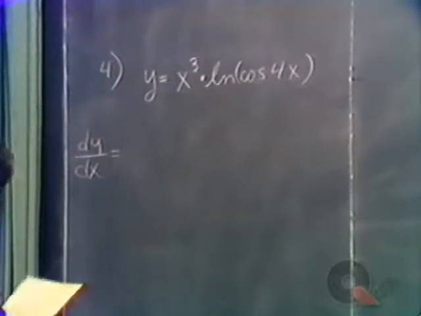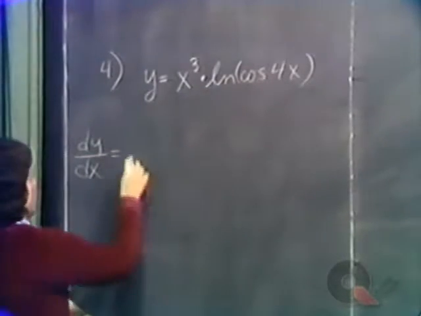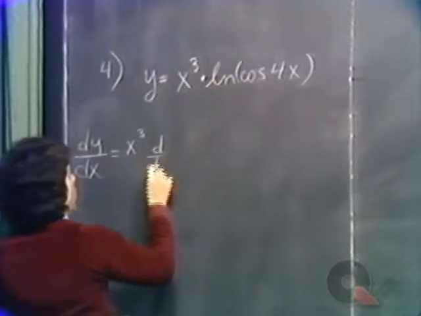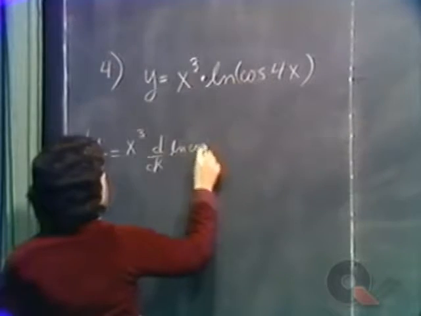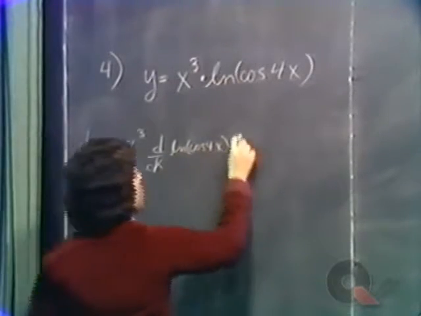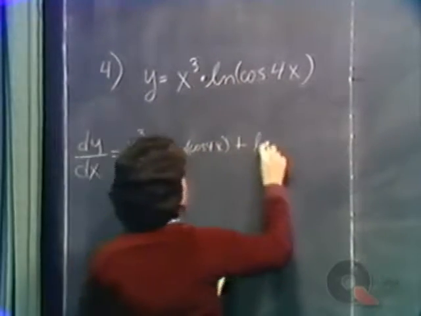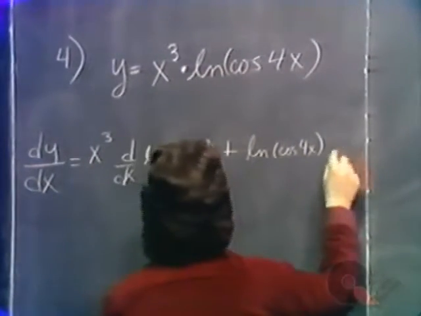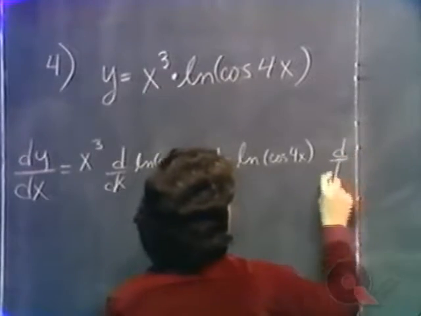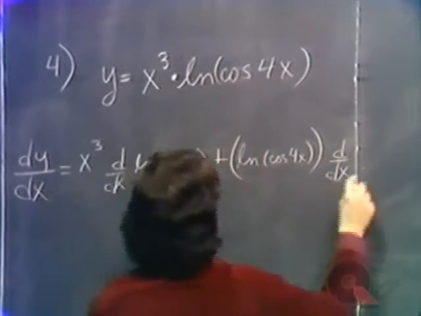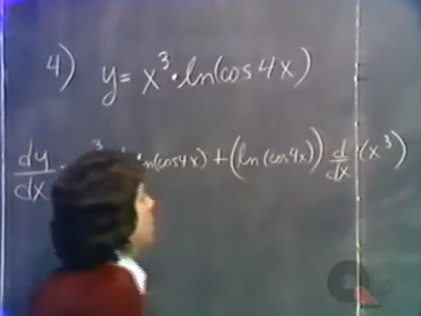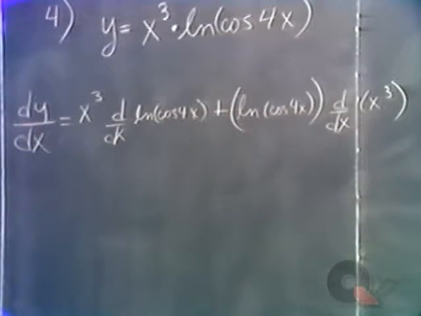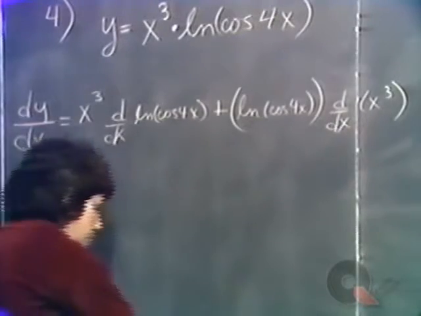So to find the derivative of the product, it's going to be the first, x cubed, times the derivative of the second, the derivative of the log of cosine of 4x, plus the second, which is log of the cosine of 4x, times the derivative of the first, derivative of x cubed. First times the derivative of the second, plus the second times the derivative of the first.